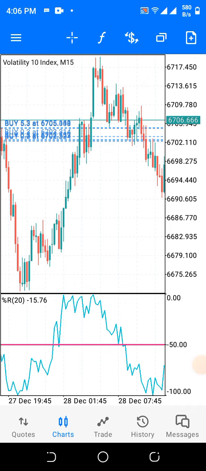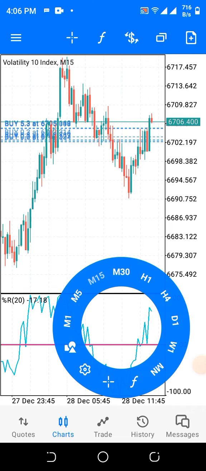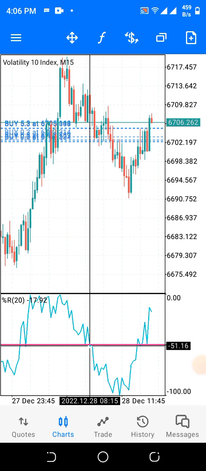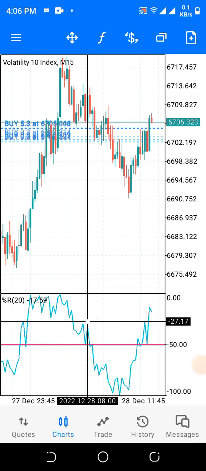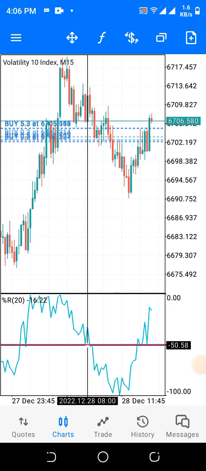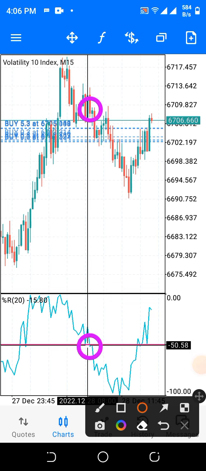So once it crosses here, you need to sell. Look at the crossing here from up downward. Look at where it crosses the 50 line mark. This 50 line mark here. So you need to sell here.